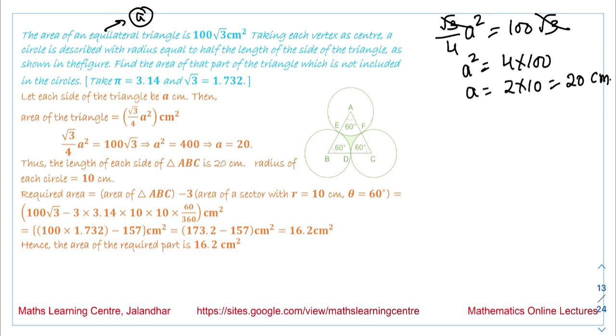Next, taking each vertex as center, a circle is described with radius equal to half the length of the side of the triangle as shown in the figure. So by taking half of these lengths as the radius, these circles are drawn over here. This is one circle, this is the second circle, and this is the third circle. Find the area of the part of the triangle which is not included in the circles.